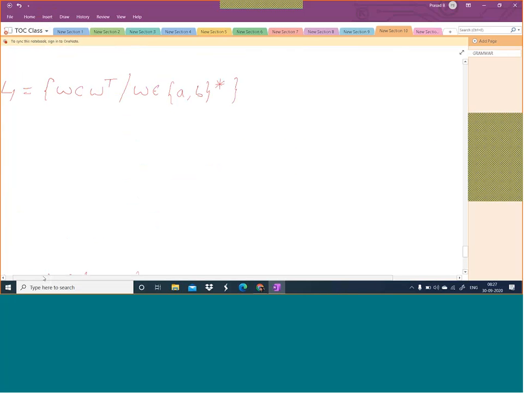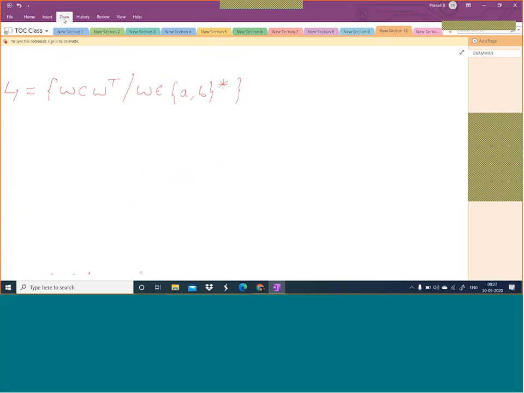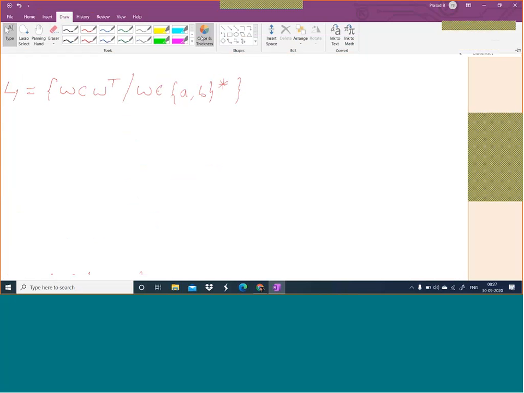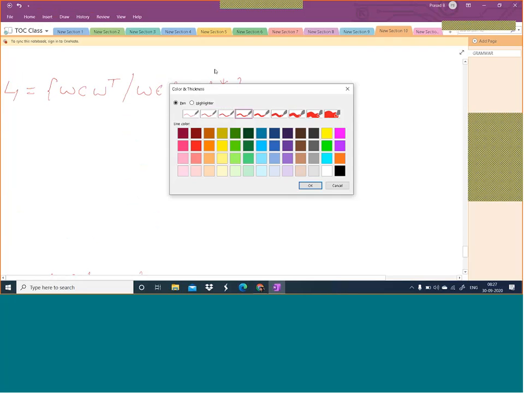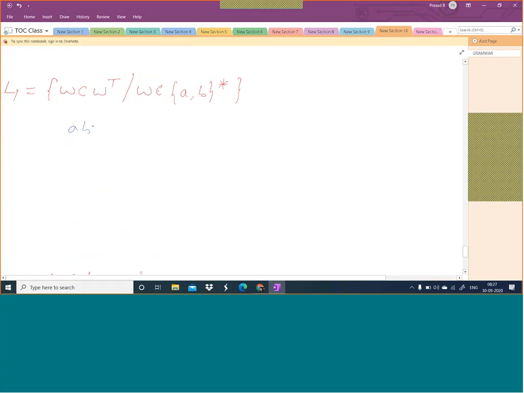Here W is any combination of A and B followed by C, and it must be in reverse order. So whatever is before C, after C it must be in the reverse order. So it is also a palindrome.